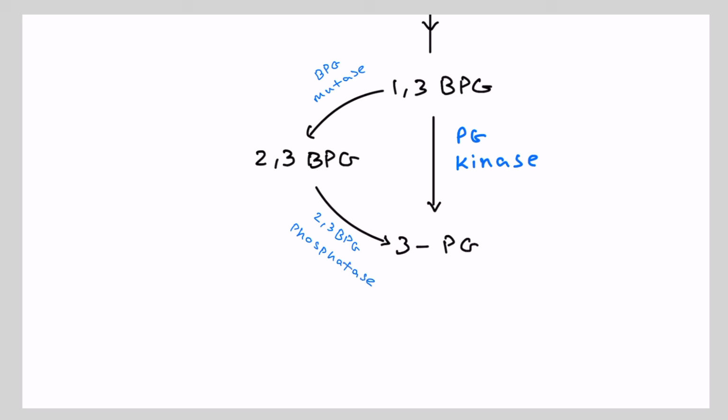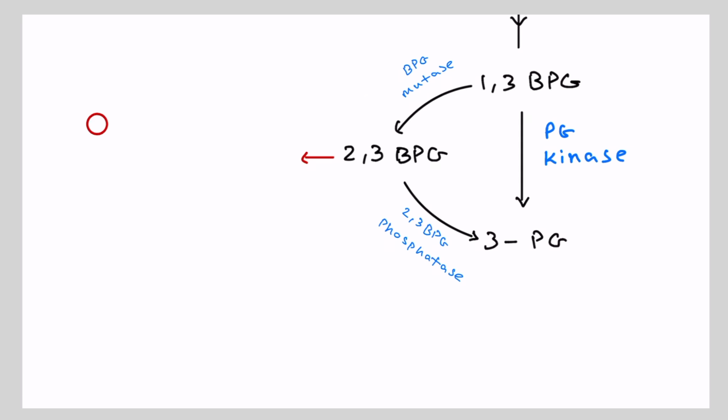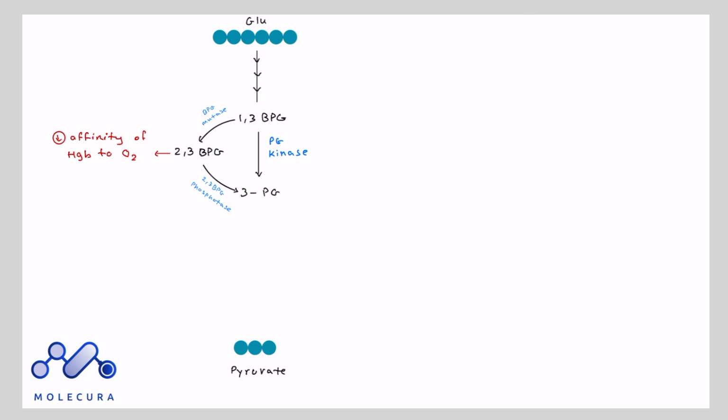Now, these reactions are, as we said, important because our 2,3-BPG is going to allosterically bind to hemoglobin, and it's going to decrease the affinity of hemoglobin to oxygen. So this is going to be the importance of 2,3-BPG. That's why it's particularly important in red blood cells.